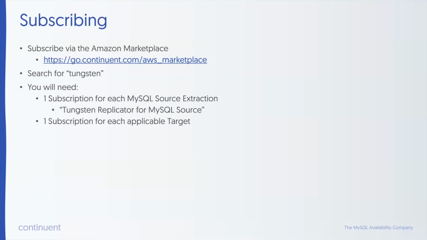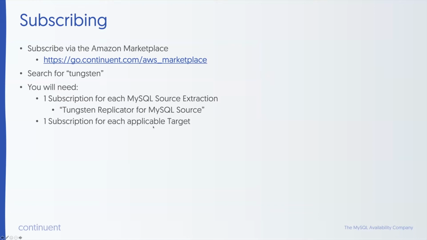So how do you subscribe? Well, you can go to the Amazon Marketplace. The link is there, that will take you straight to it. And once you're there, just search for Tungsten, and you will find all of the AMIs available. And what you will need, typically, when we talk about a replication pipeline, we think about the source and the target. And for each pipeline, you will need one extractor. So you'll need a subscription for the MySQL source extraction, and then you'll need a subscription for your applier to write into your target.